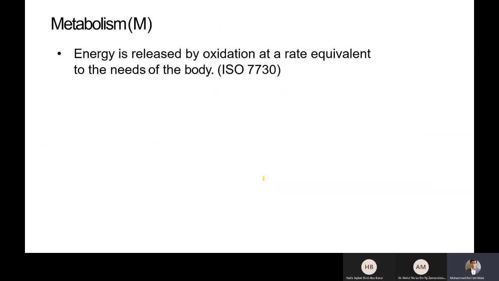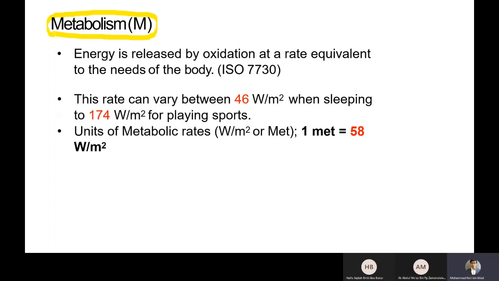The metabolism rate is very hard to know. It differs from one person to another, so we use some average value. The range is between 46 to 174. The common unit is MET. MET stands for metabolism rate. 1 MET equals 58 watt per meter square. So 58 watt per meter square is like when you relax, do nothing, you don't think very hard. So that is one MET.